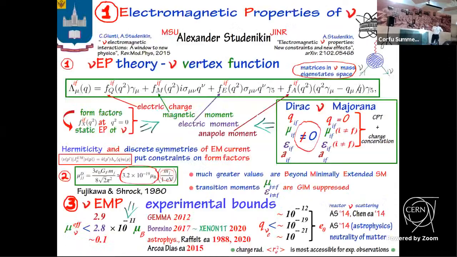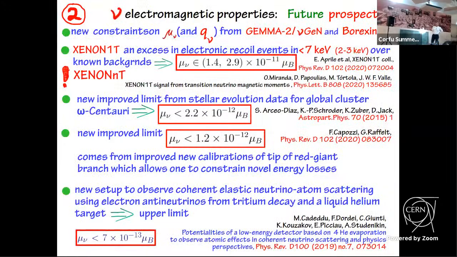So, conclusions: this is the summary of the most important constraints on neutrino electromagnetic properties. And a few, 15 seconds, for these future prospects. I have already mentioned there is an indication from xenon that the excess of recoil energies over the background can be interpreted as a transition or effective magnetic moment of neutrino on a level similar to the Borexino limit. Of course, this should be checked independently.